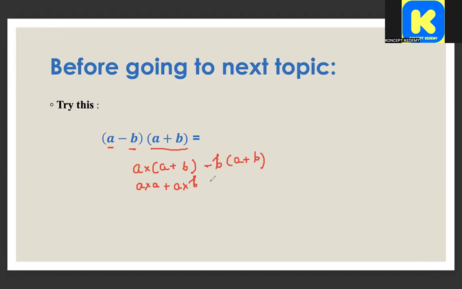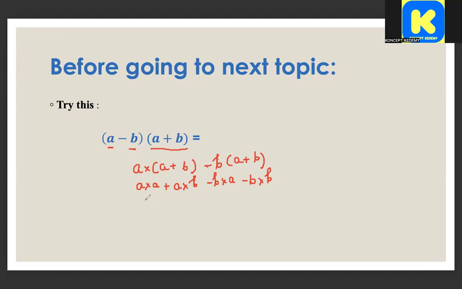Now this b is negative. So minus b into this a. Then this b, this minus b into plus b. So minus b into plus b. Okay, so let's see what did we get. A into a into b, minus b into a, minus b into b.